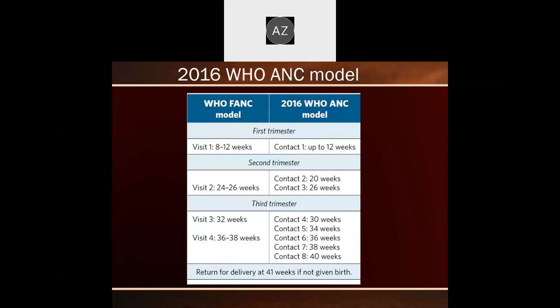And in the third trimester, visit around 32 weeks and around 36 to 38 weeks. So the contact can be at 30, 34, 36, 38, 40. You see the spacing here: it's between 4 weeks and then 2 weeks. The woman returns for delivery at 41 weeks if she has not given birth. Of course, we said beyond 41 weeks is post-date, and below 37 weeks is premature delivery. So this is the model they gave.